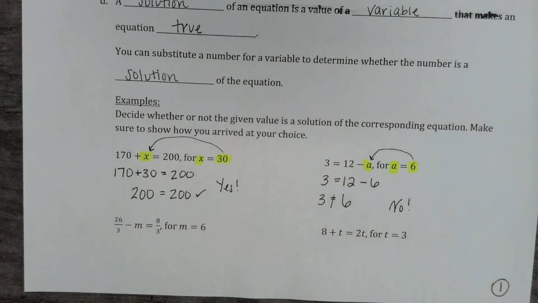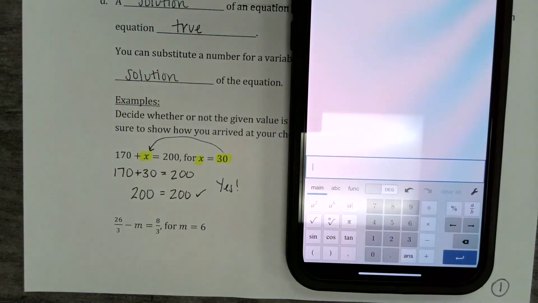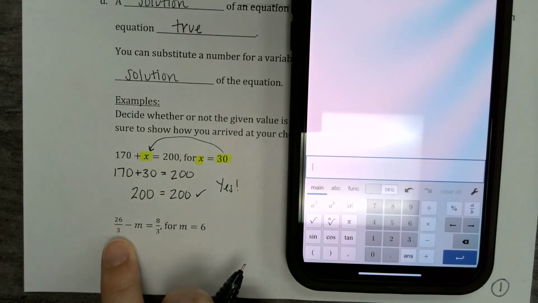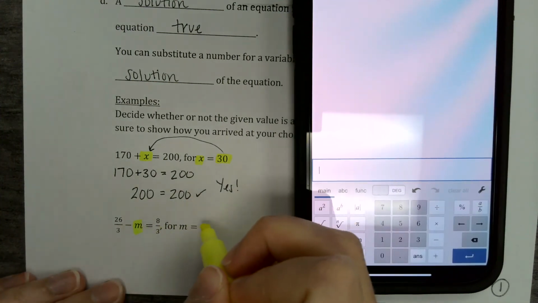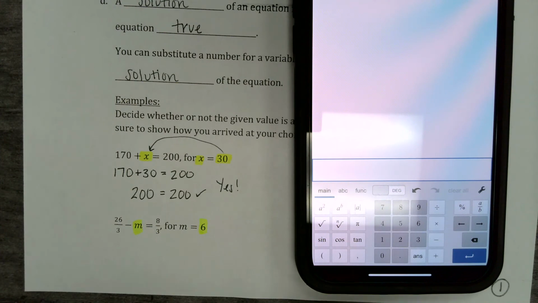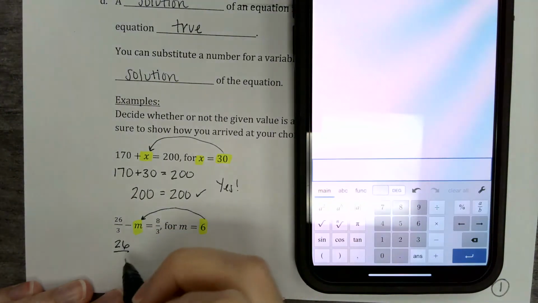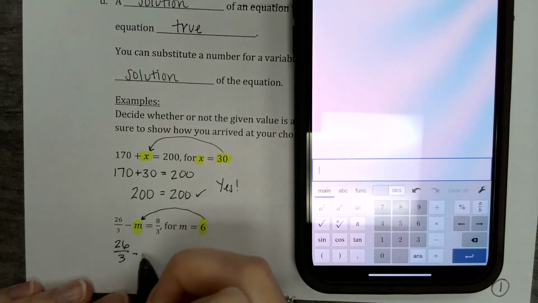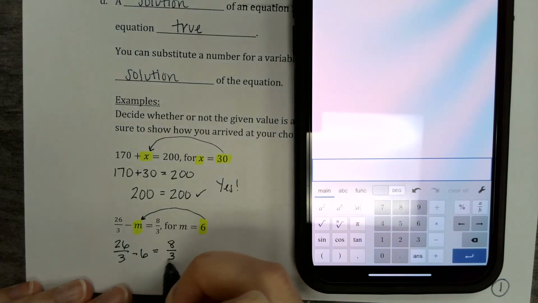All right, so you can use Desmos for this as well. And I'll bring up my Desmos calculator for you. That way you can see it. All right, so look at this next one. We have 26 over 3 minus m equals 8 over 3. And we want m to be 6. So what we're going to do is take out my m, and I'm going to plug in 6. So that's what I'm going to do first. I'm going to substitute in my solution. So I'm going to check it. So I'm going to take 26 over 3 minus, instead of m, we're going to plug in 6. Bring down that equal sign and bring down that 8 over 3.